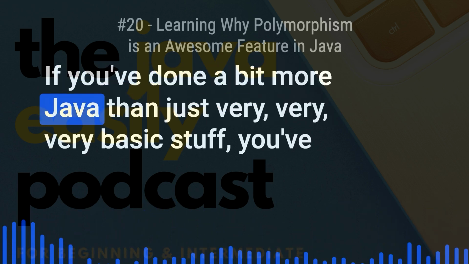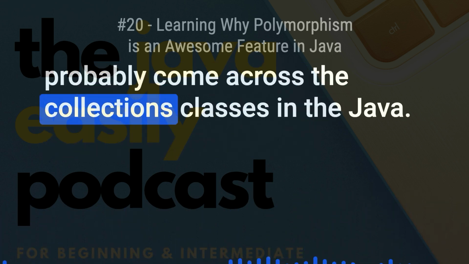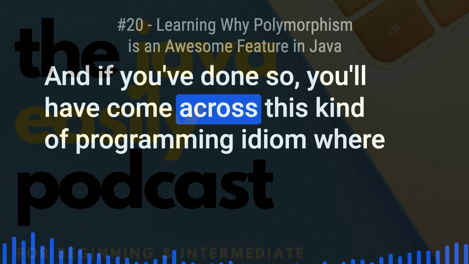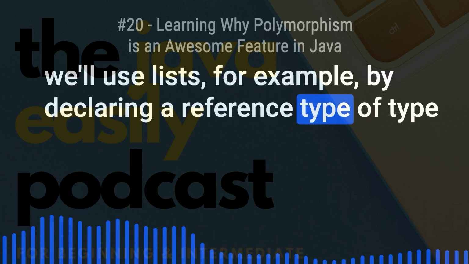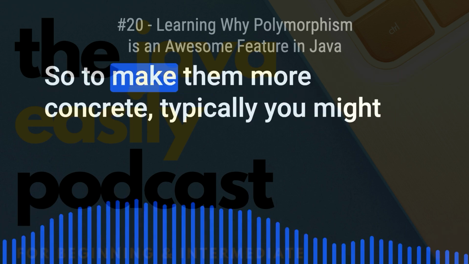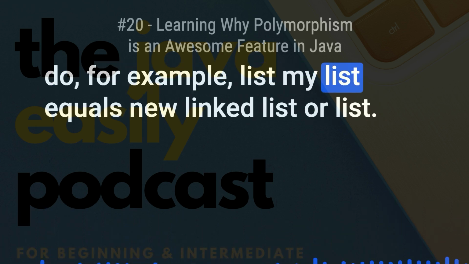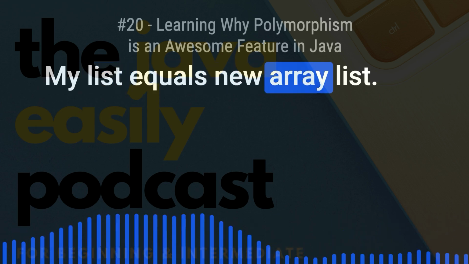Now, you're probably already familiar with this. If you've done a bit more Java than just very basic stuff, you've probably come across the collections classes in the java.util package. And if you've done so, you'll have come across this kind of programming idiom where we'll use lists, for example, by declaring a reference type of type List whenever we get an instance of a LinkedList or an ArrayList. So to make that more concrete, typically you might do, for example, List myList = new LinkedList(), or List myList = new ArrayList().